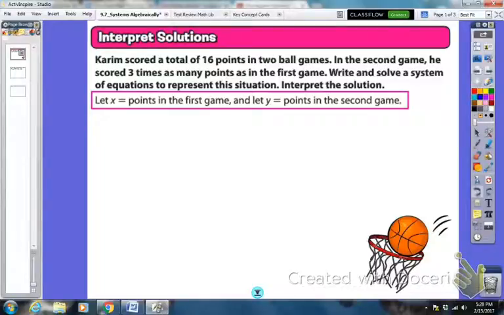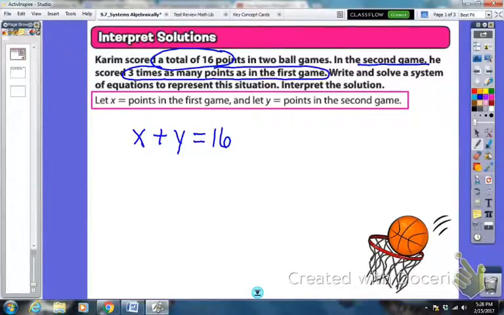In the second game, he scored 3 times as many points as in the first game. So if we let X be the points in the first game and let Y represent the points in the second game, we know that my total points has to add up to 16. So the first equation is X plus Y is equal to 16. The second equation says in the second game, he scored 3 times as many points as the first game. Well, we know the first game is represented with an X. 3 times as many would mean 3 times X, and that gives you the second game, which is the Y value.